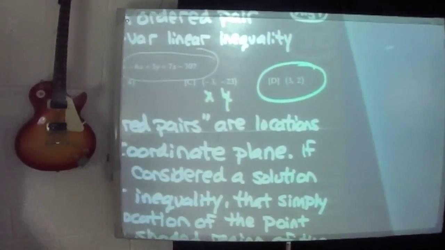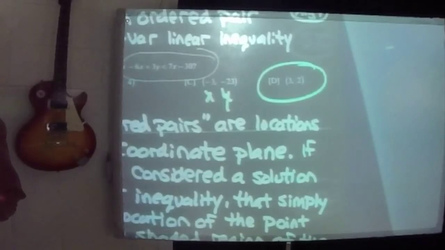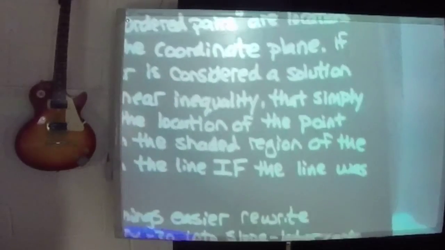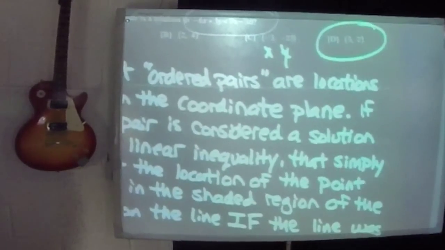So get it to y equals mx plus b, or y is less than mx plus b, or y is greater than mx plus b. Put in your numbers and see if it works. All right, let's look on the back side. We got 3 that we want to do.